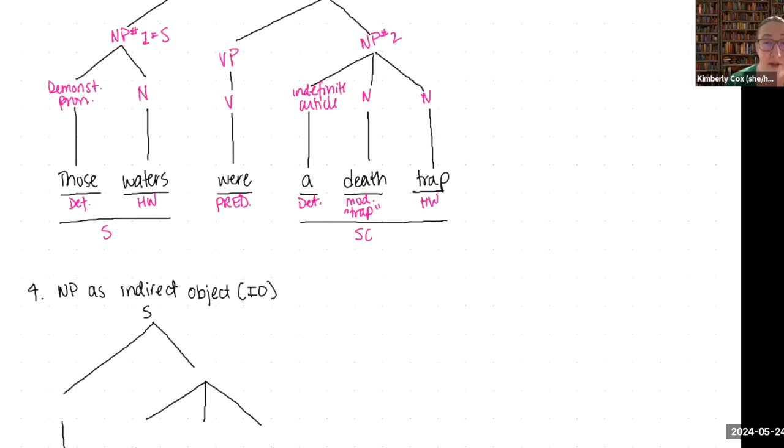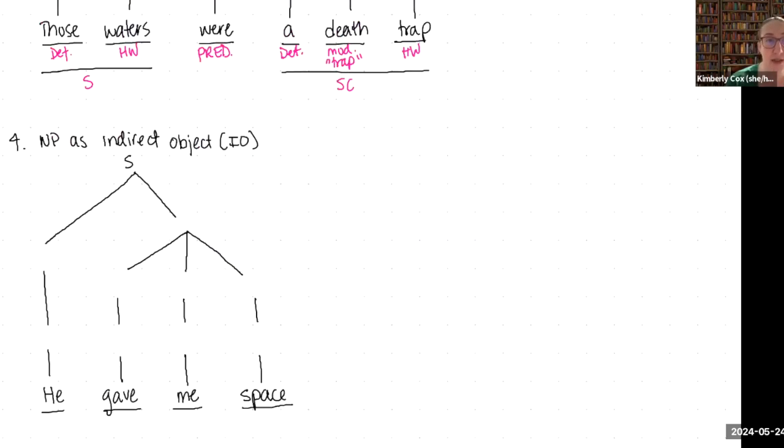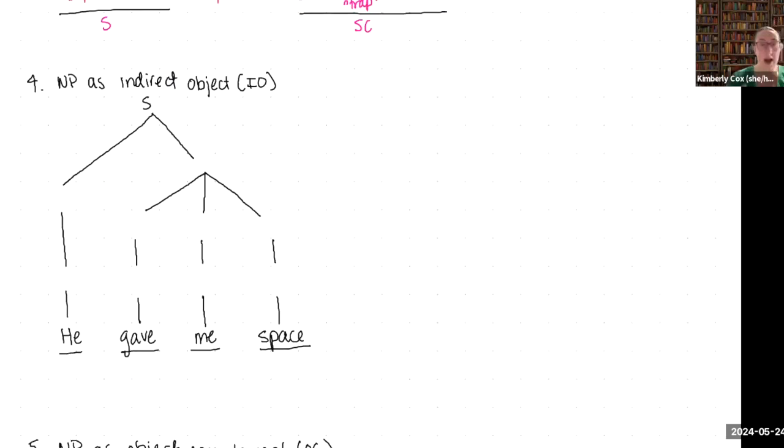Next up, we have a noun phrase as an indirect object. So let's talk a little bit about this one. So, "He gave me space." Okay. "He" is going to be a pronoun. And on its own, that's going to be a noun phrase, right? So we've already identified one noun phrase. "Gave" is going to be a verb, and that's our verb phrase. "Me" is going to be another pronoun, right? So we have another noun phrase on its own.